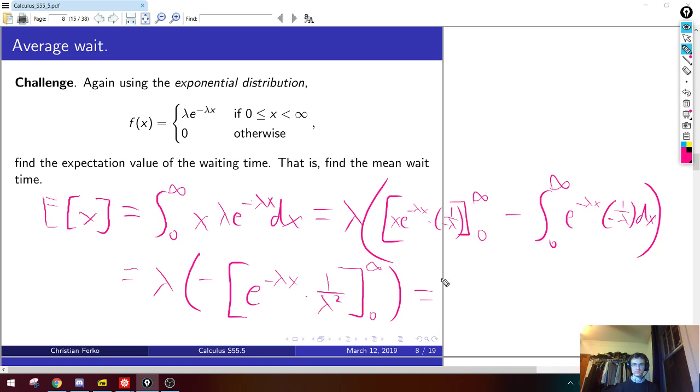Equals negative lambda times, let's see, infinity is equal to 0, and at 0 it is equal to 1, thus 1 times 1 over lambda squared. Don't forget the second term: when you plug in x equals 0, the first term is 1, but you still need the second term. Now this works out very nicely because the minuses cancel and one factor of lambda upstairs cancels a lambda downstairs, so the answer is 1 over lambda. Perfect.